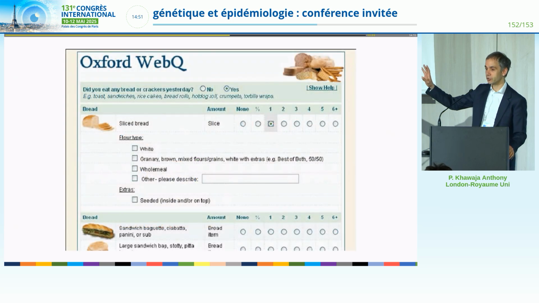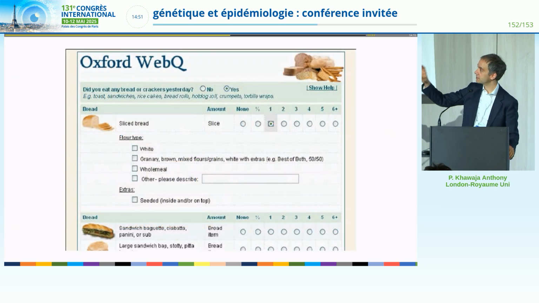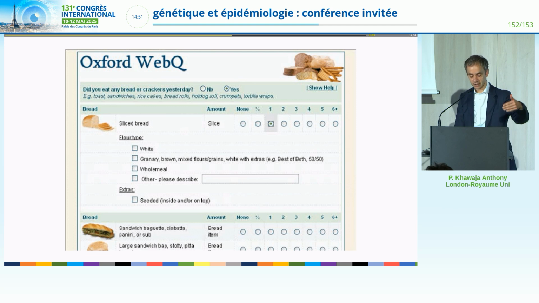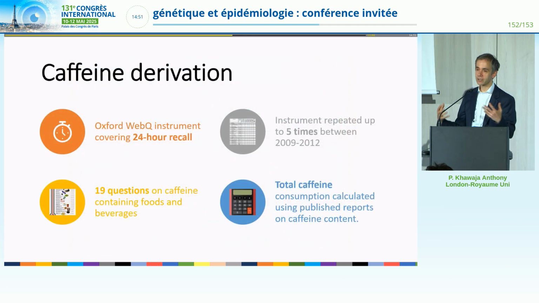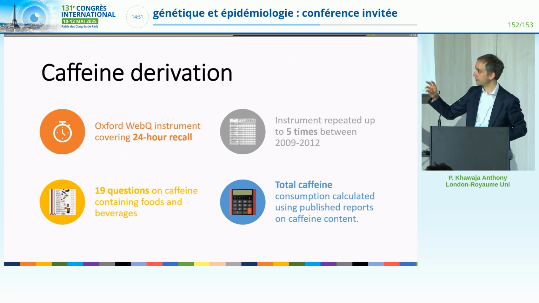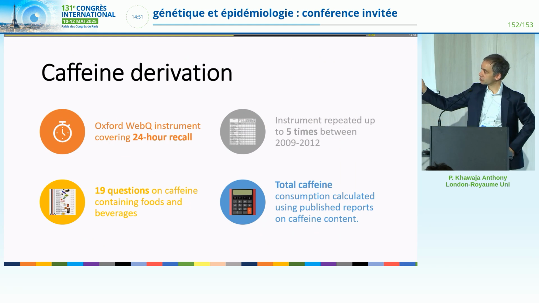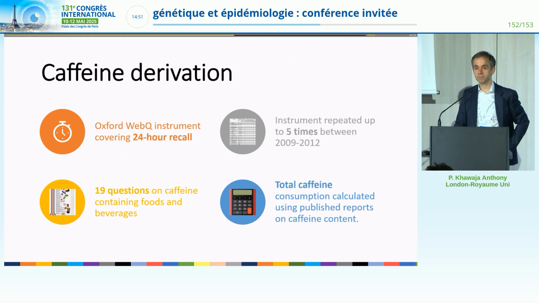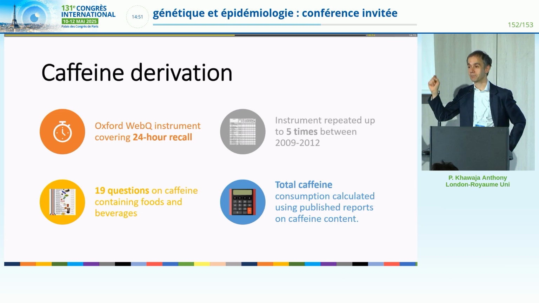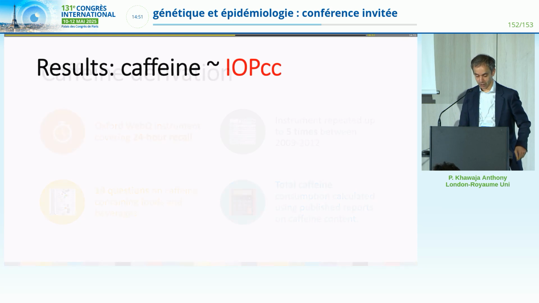So fortunately, in UK Biobank, they sent people email questionnaires about what food and drinks they consumed in the previous 24 hours, and repeated this. And together with a nutritional epidemiologist and looking up food tables for the UK, considering 19 questions on different caffeine-containing foods and beverages, we could make one number for the average caffeine consumption for each person in UK Biobank.